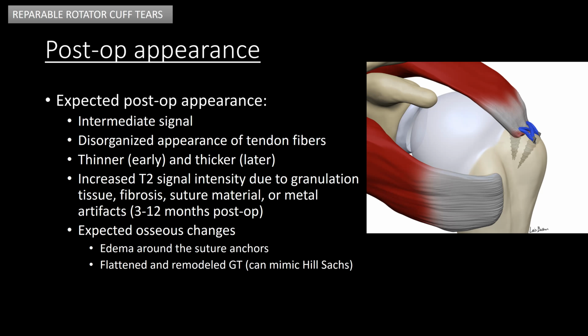There are also some expected osseous changes following surgery related to the bone reaction to the suture anchors, including T2 signal hyperintensity of the greater tuberosity at the region of the suture anchors. And this signal may last for years following surgery in asymptomatic patients. I'm going to show you some examples of those. Another post-op change which can create a pitfall in terms of interpretation of the MR is that the flattened and abnormal morphology of the greater tuberosity can be expected as surgeons create an implantation trough, which can mimic Hill-Sachs impaction.